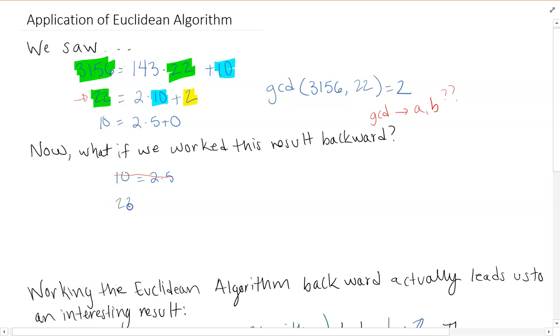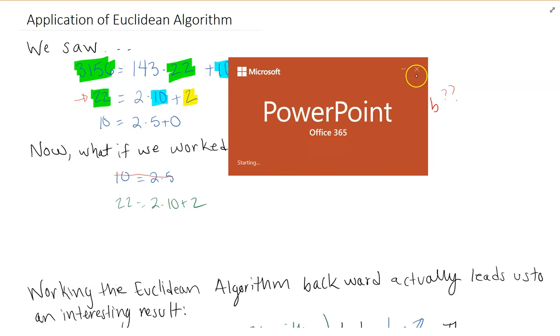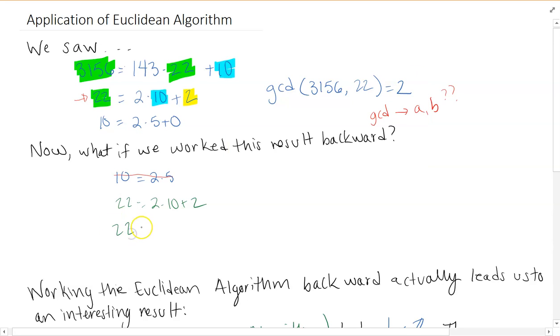22 is equal to 2 times 10 plus 2. True statement. Now, I want to isolate the 2. So I'm going to write 22 minus 2 times 10 is equal to 2. I've isolated the GCD, and now I just need to manipulate this. 22 is already one of the two numbers I started with. Now I need to change the 10 into something else.